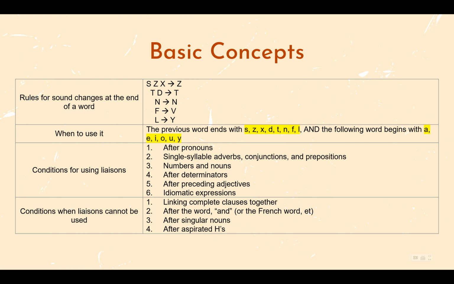Conditions when liaisons cannot be used. Number 1. Linking complete clauses together. Number 2. After the word and, or the French word et. Number 3. After singular nouns. Number 4. After aspirated H's.